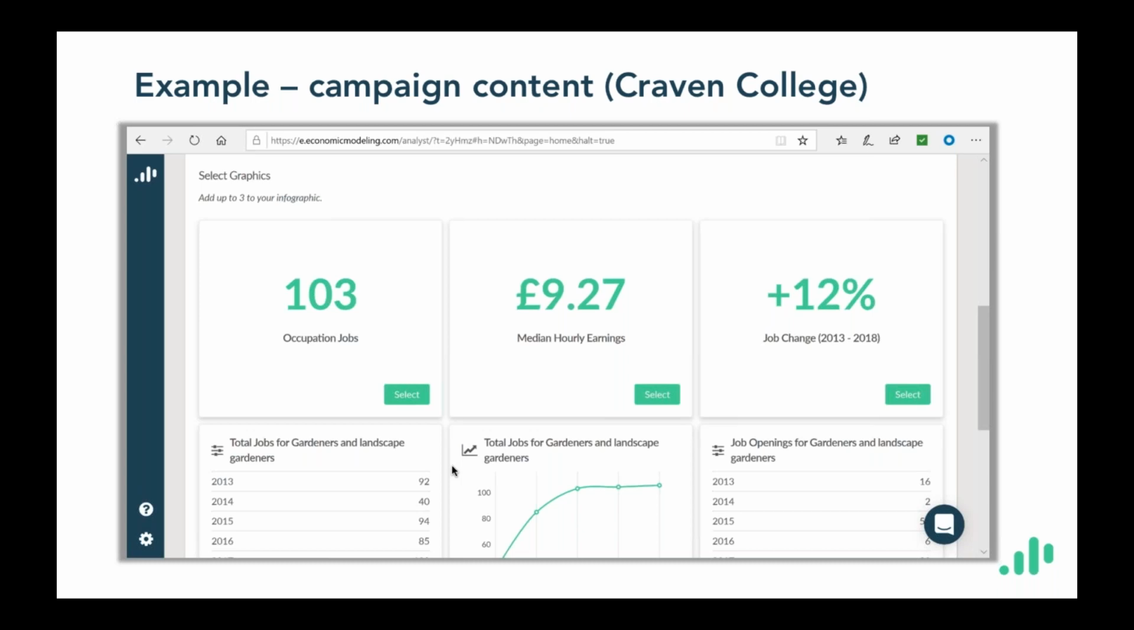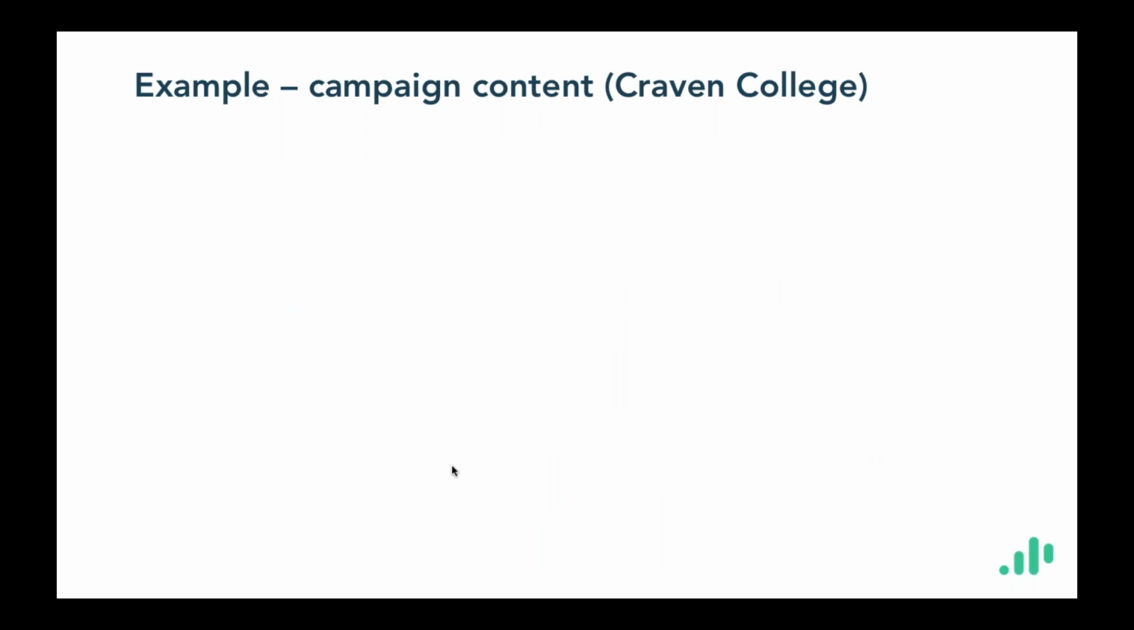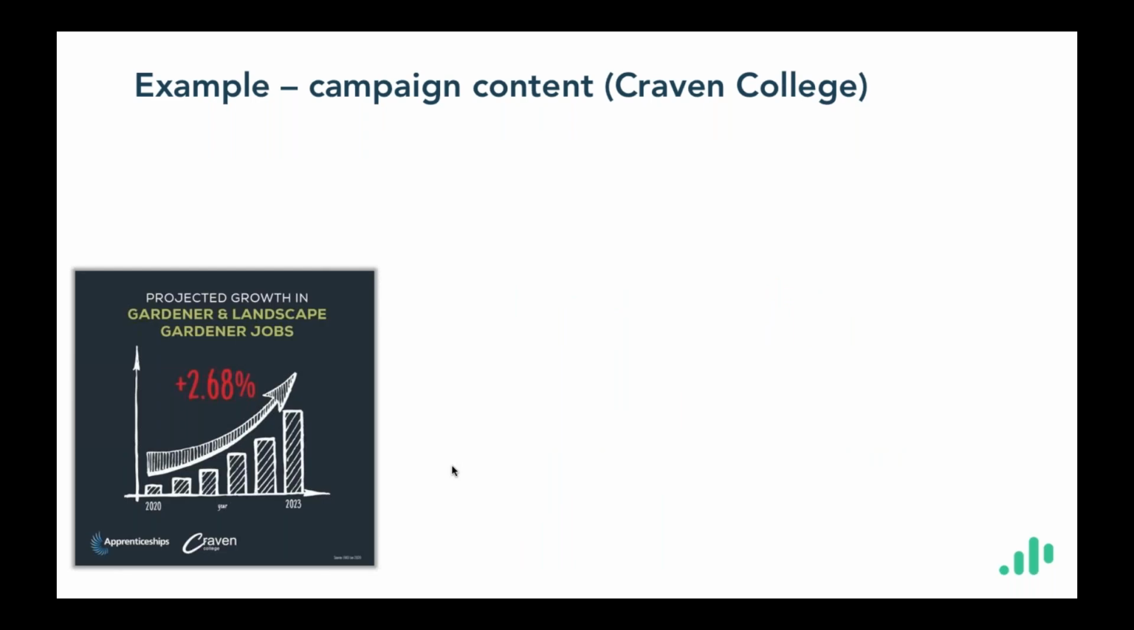Now, Craven College are a great example of how they've done that. They're using our infographics tool, which you see on screen, which gives access to short, sharp data points and allows a window into some very specific data points that can then be used in wider marketing campaign activity. And the creative team at Craven have done just that.